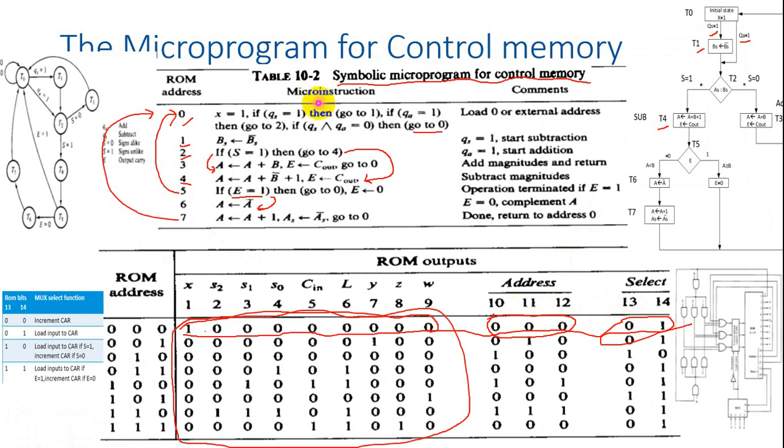So look at the first line. At T0, X equal to 1. If QA equal to 1, then go to 1. How do you know that QA will be 1? By checking this branch control bit with the flag register. So how to do it? Look at over here.